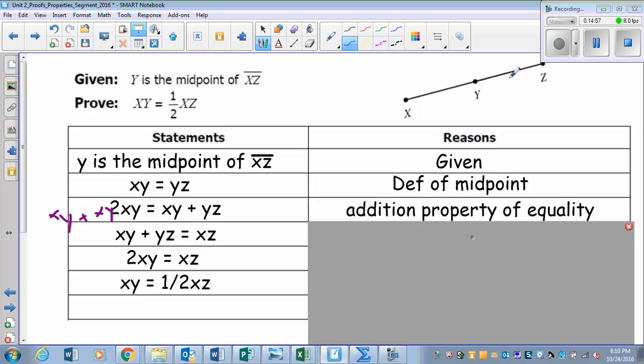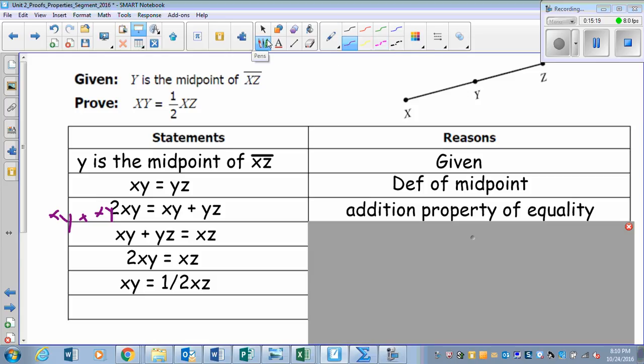So because XY and YZ are equal, we know that XY could also be the same as another XY. So you could have XY plus another XY, which would be the same distance as the YZ plus XY. All right, and so then again, we just simplify that to 2XY because we're going to have to prove that half.